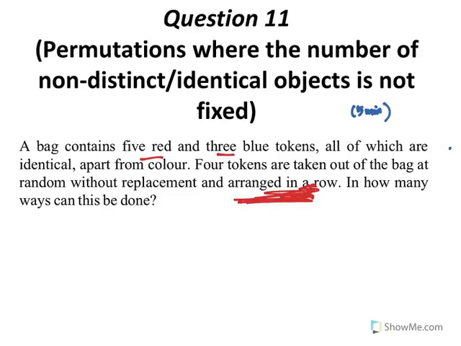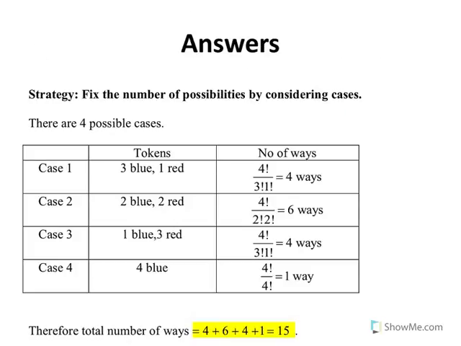So you can see that what we do is we focus on the number of cases. We fix the number of possibilities by considering cases, not so much worried about the total number of 8. Like in total we have 8 tokens, but we look at the possibilities that we can have. We can have 3 blue and 1 red, we can have 1 blue, 3 red, we can have 4 blue. We consider the total, and by exhaustion, there are actually 4 possibilities or 4 cases.